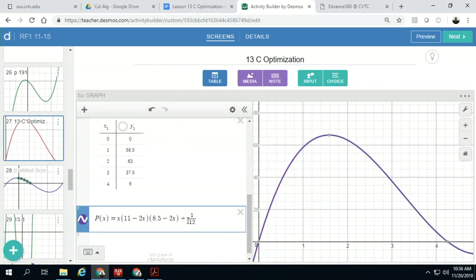1/12 times 8.5 minus 2x squared times 11 minus 2x.